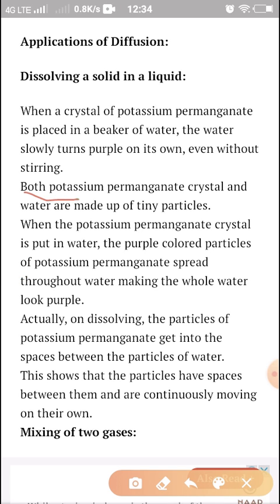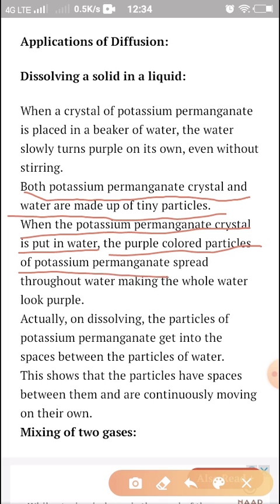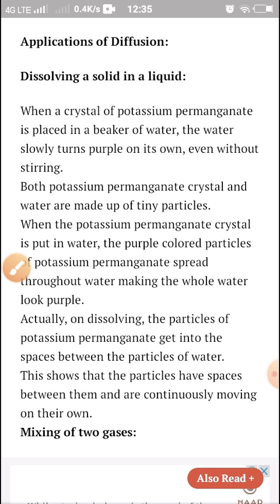Both potassium permanganate crystal and water are made up of tiny particles, you know very well. When the potassium permanganate crystal is put in water, the purple colored particles spread throughout the water, making the whole water look purple, right? So what do you observe from this? This is the same as salt and water, sugar and water, and ink or paint and water. You can take any liquid, it would mix.